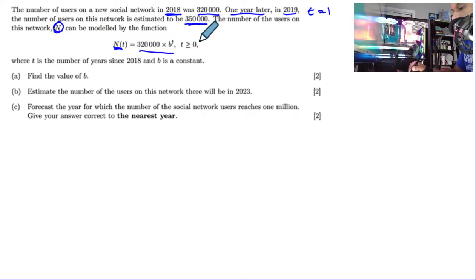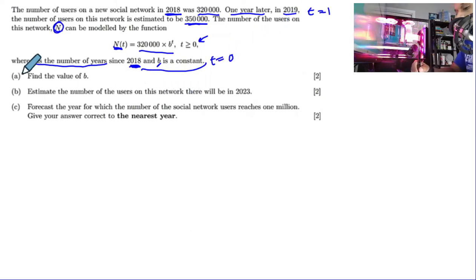And it says our time has to be greater than or equal to 0. We can't have negative time, obviously. So again, t is the number of years. B is a constant. We're going to find that. And 2018 is the initial condition, the initial year, first year where we start. So t is 0 here again. So right there, t equals 0.